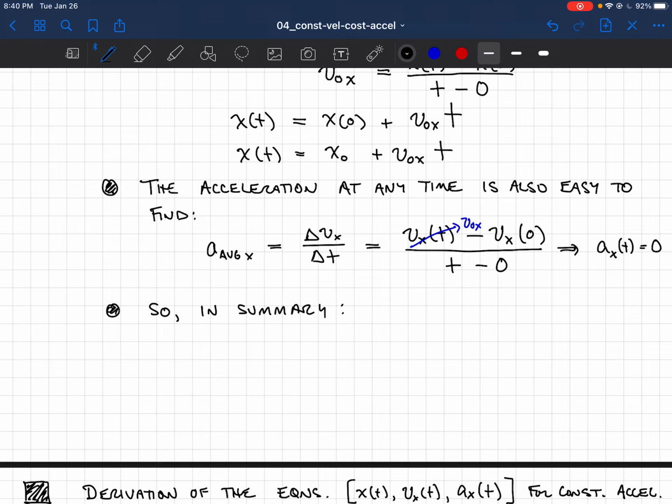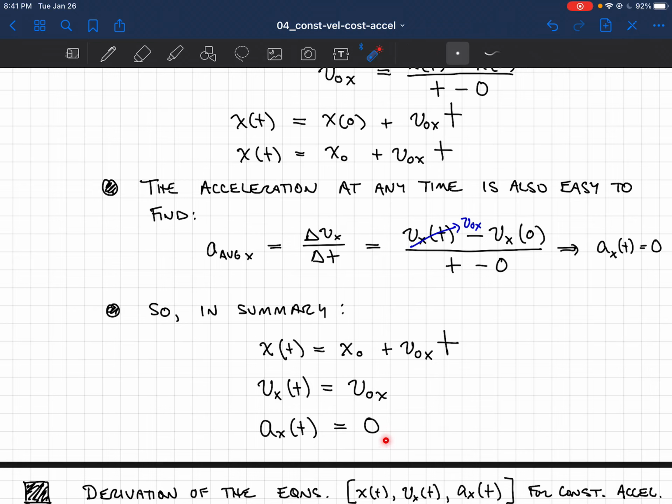So in summary, we have, let's write them as position, velocity, time. We have x of t is equal to x at time 0 plus v at time 0 in the x direction times time. We have the velocity in the x direction at any time is equal to a constant, v0x, and the acceleration at any time is equal to 0. Sometimes we'll just leave off that equation altogether. These are the equations for constant velocity.